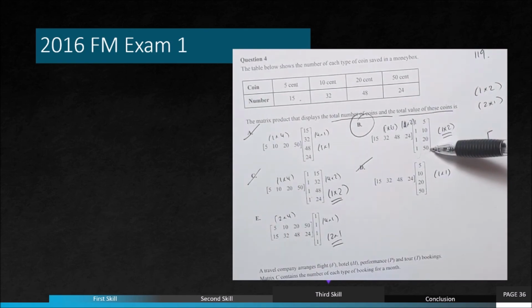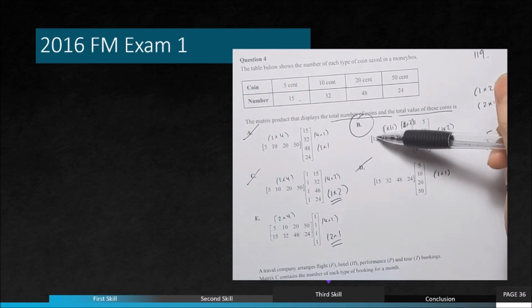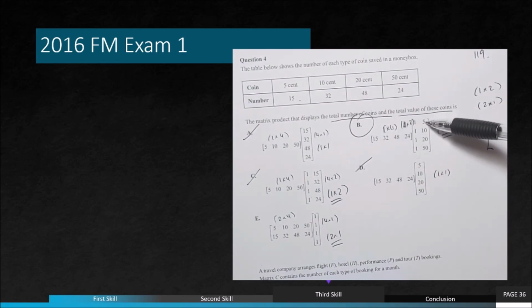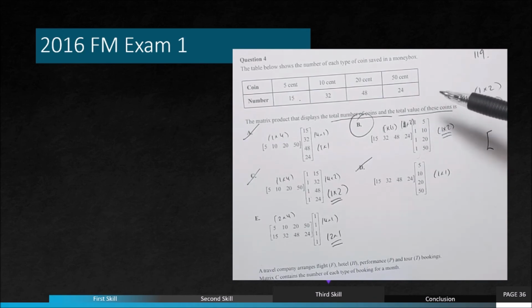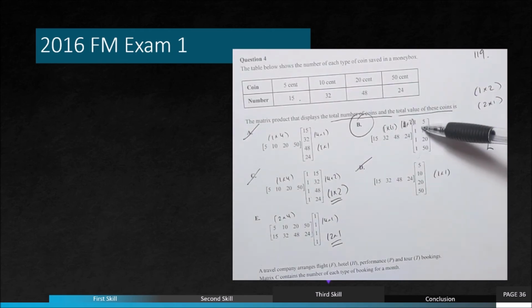And when you do matrix multiplication, it is a series of multiplying as well as adding. So it's going to be 15 by 5, which is 75, plus 32 by 10, plus 48 by 20, plus 24 by 50. So I guess you kind of need a good understanding of matrix multiplication. So this one here will be the right answer.